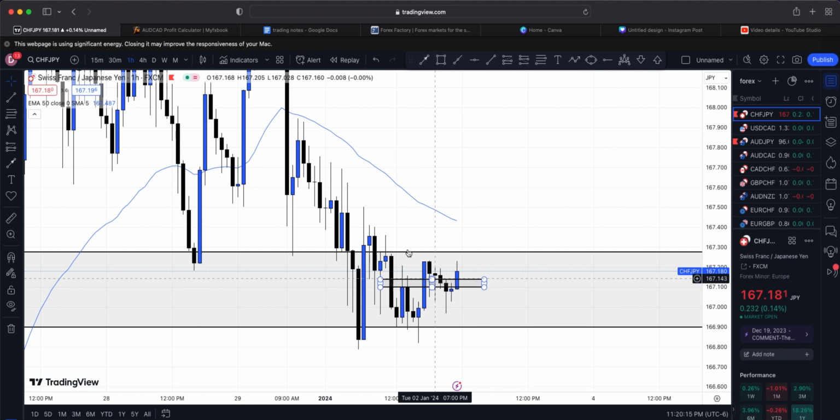Now, of course, this is just a zone. Does it have to be perfect? Absolutely not. This is just an area. That's all it is. It doesn't have to be perfect.